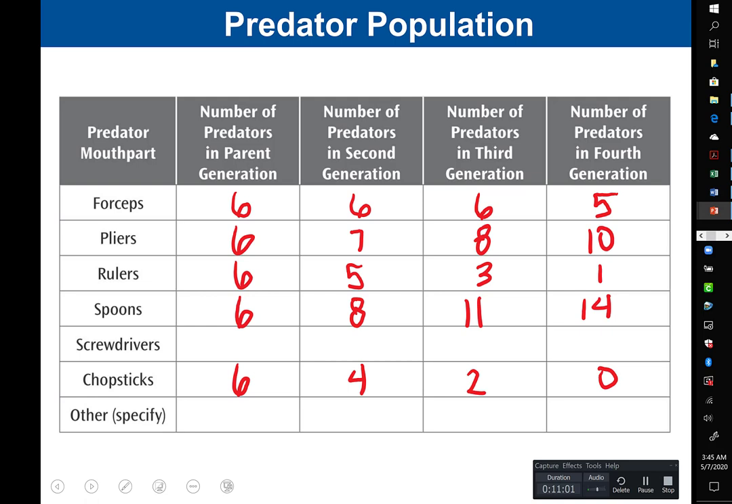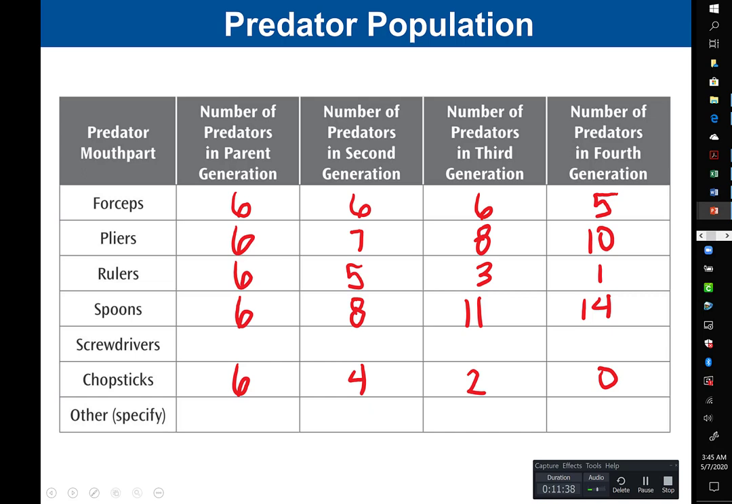There we go. So this is the data table for your experiment, your table 12-3. And what you're looking at is the predator populations over time. And so when you do your graph, you're going to have two axes. You're going to have your population size, and by generation, meaning we're going to look at how the number of predators changed over generations.